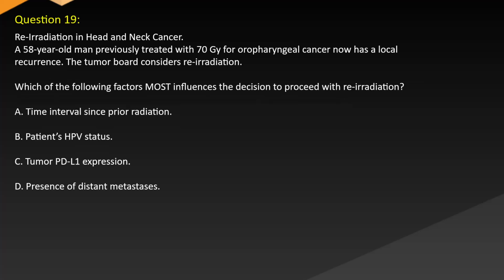Question 19. Reirradiation in head and neck cancer. A 58-year-old man previously treated with 70 Gy for oropharyngeal cancer now has a local recurrence. The tumor board considers reirradiation. Which of the following factors most influences the decision to proceed with reirradiation? A. Time interval since prior radiation. B. Patient's HPV status. C. Tumor allele expression. D. Presence of distant metastases.